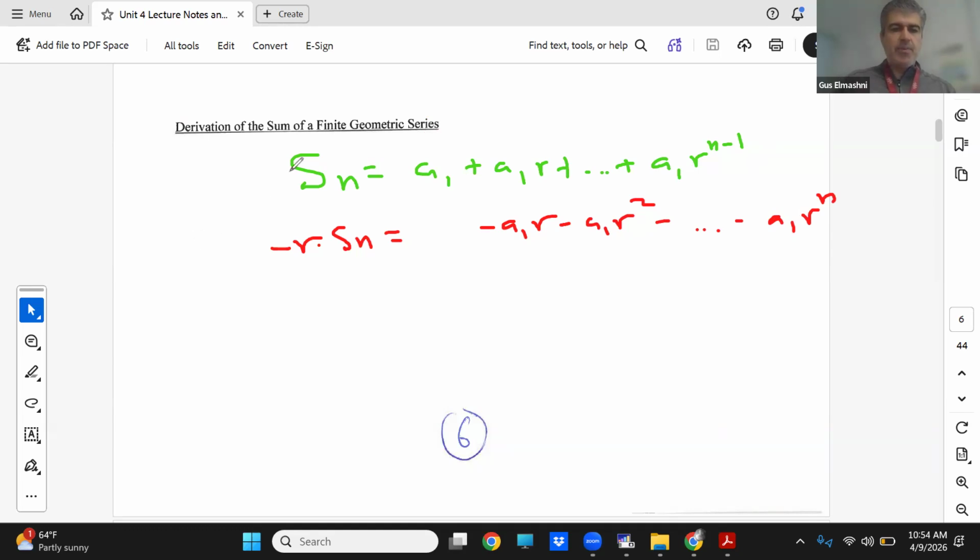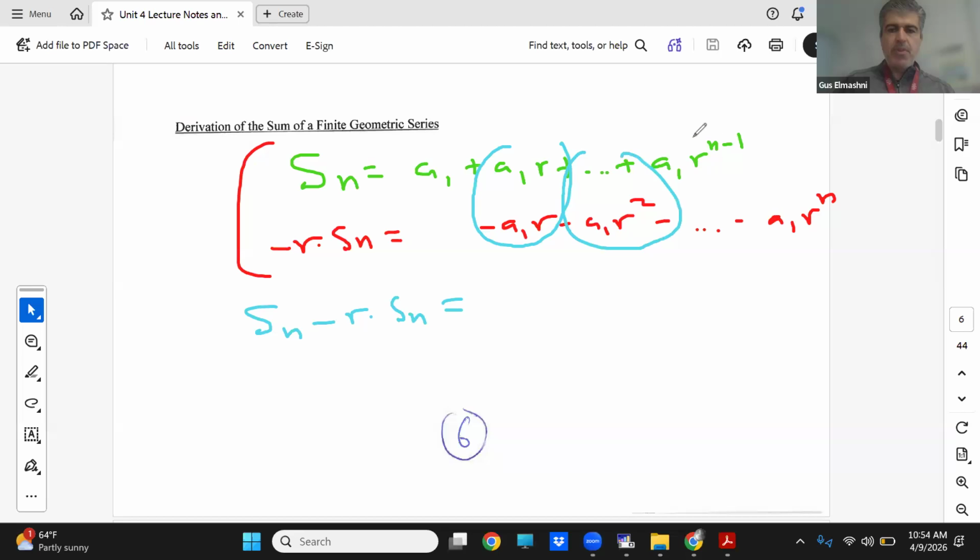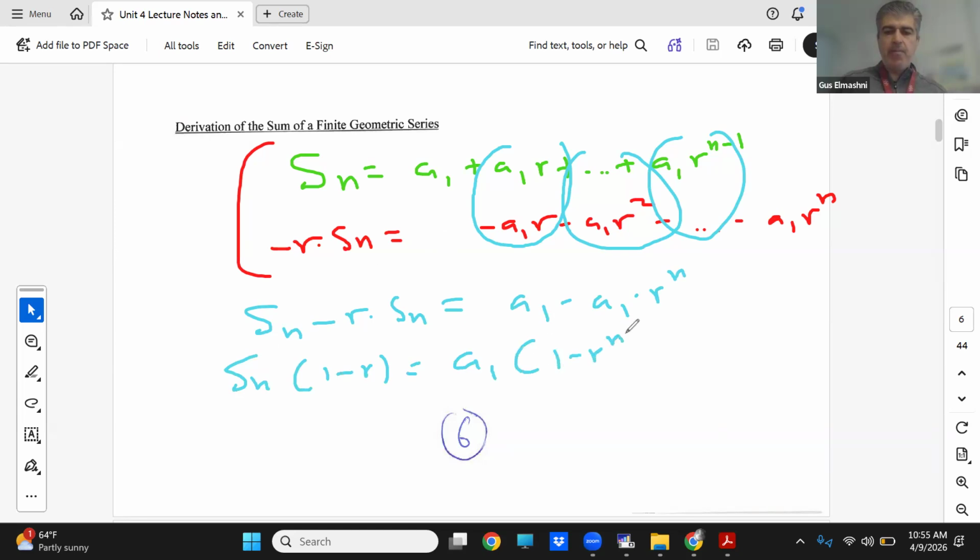Now, if I subtract these two, if I combine these two equations, I would get this. Sn minus R times Sn equals, what's going to happen here? A whole bunch of things will cancel. What are you stuck with? You're stuck with that, right? If you factor out Sn, you get 1 minus R. Factor A1, you have 1 minus R to the n power. What does Sn equal? So it's kind of a nifty way, that's how it's derived, in case you're curious.